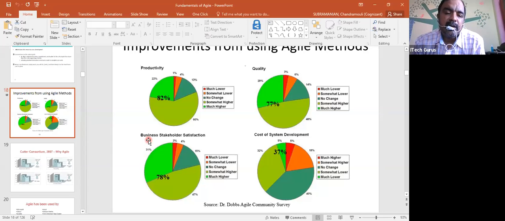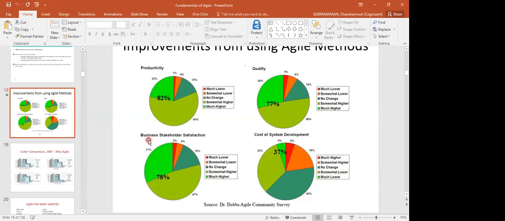However, in some projects, much lower productivity is reported in the survey. Can you guess why people feel that productivity is lower? Because there is no active participant. The proper tool sets are not available. There is no collaboration between the team.